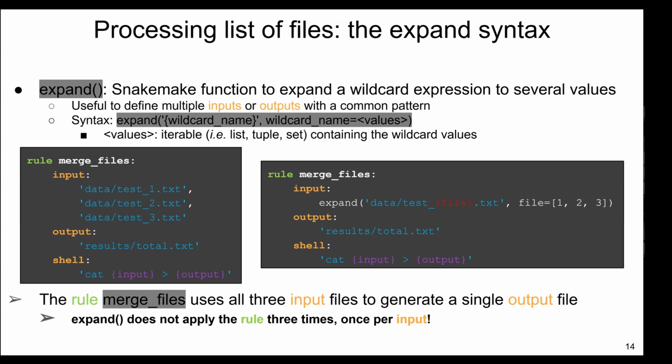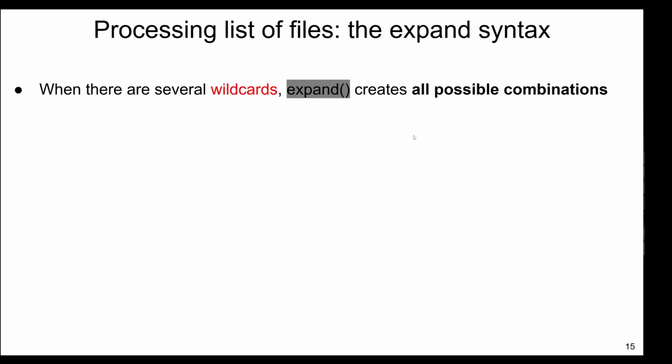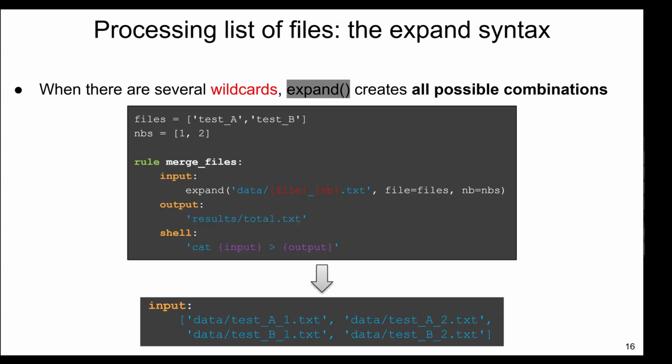When you've got, for example, a lot of samples with some common strings or values or patterns, it's especially powerful. You can use several wildcards inside an expand. For example, here we're using file and number, and Snakemake will create all the possible combinations. In this case, files are test A and test B, numbers 1 and 2. It will create A1, A2, B1, B2, and so on.